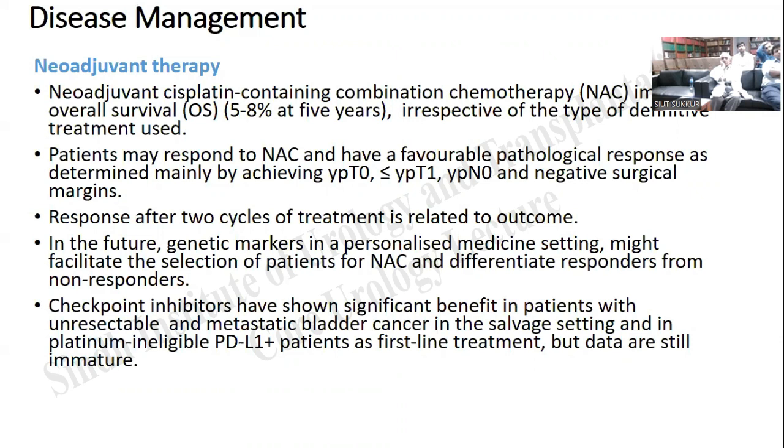In the future, genetic markers in a personalized medicine setting might facilitate the selection of patients for neoadjuvant chemotherapy and differentiate responders from non-responders. The checkpoint inhibitors have shown significant benefit in patients with unresectable and metastatic bladder cancer in the salvage setting and in platinum-ineligible patients as first-line treatment, but data are still immature.